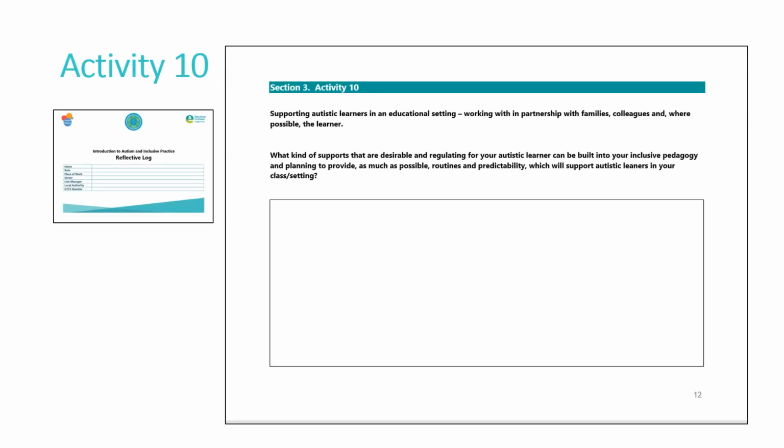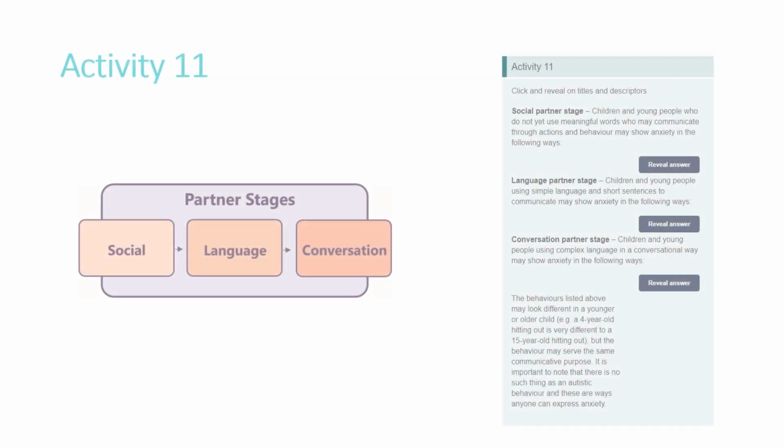Activity 10 is linked to the reflective log, page 12, and can be used as a focus for group discussion and participants encouraged to complete the log as a gap task. Activity 11 is a click and reveal activity which could be accessed in advance of the session as part of the preparatory reading and briefly recapped within the group session.